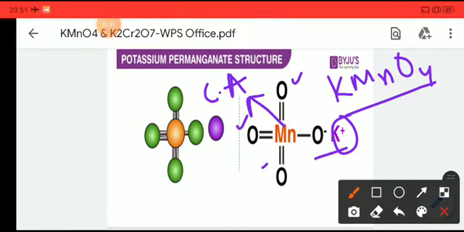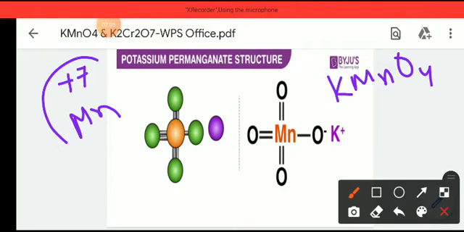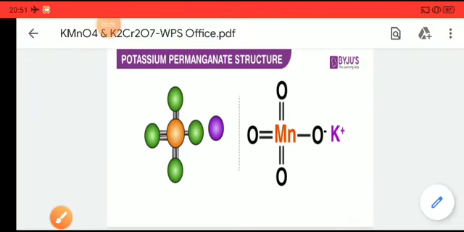Here in the structure we can clearly see the central atom has 7 bonds. This is only possible in manganese because manganese is among the few elements that have an oxidation state up to +7. So this is the structure of potassium permanganate.